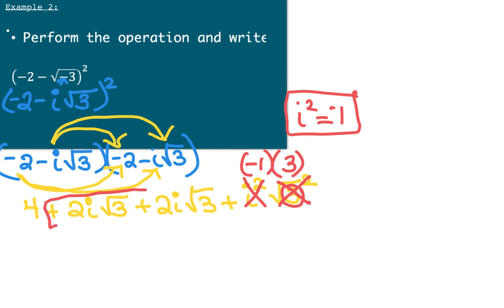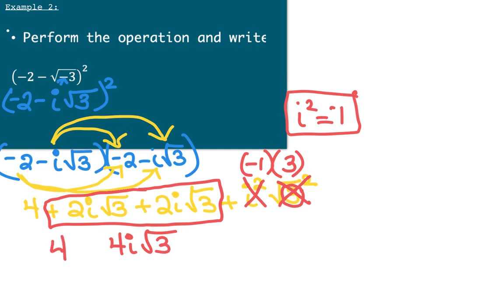Here I am adding two values that are alike. I have plus 2i square root of 3 plus 2i square root of 3. That is going to become 4i square root of 3. So I have 4 plus 4i square root of 3 minus 3.